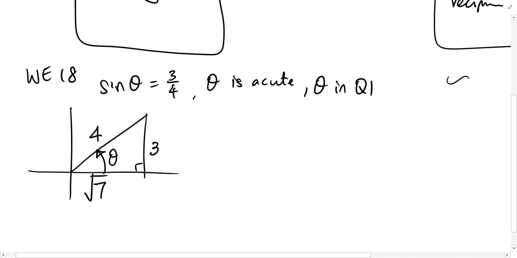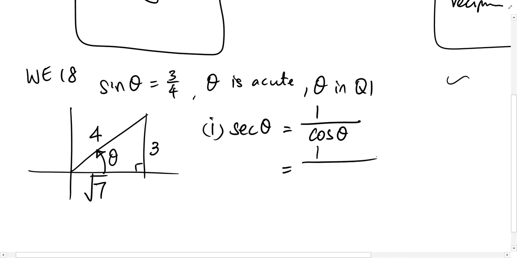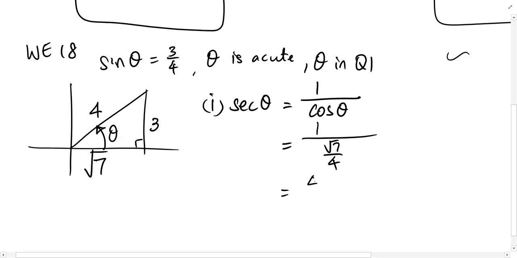Now they want secant theta. Okay, sounds easy. Secant theta is the same as 1 over which one? Cosine theta. Then what do we have for cosine theta? Based on the triangle, what is cosine theta? Square root 7 over 4. Can we leave our answer like that, fraction in a fraction? No. So what must I do? 4 over root 7. Then I cannot leave root 7 in the denominator. Then how? 4 root 7 over 7. Okay, so that's the answer.